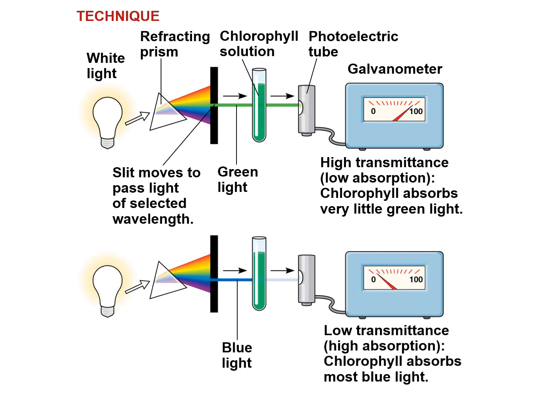On the other hand, if we move it to the blue spectrum, what we see there is that virtually all of the energy is absorbed by the chlorophyll rather than allowing it to transmit through, and so the energy levels are relatively low.